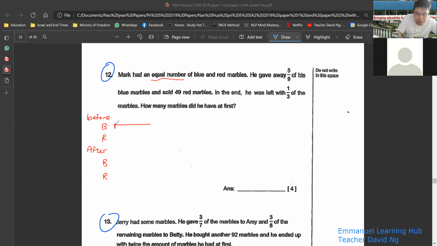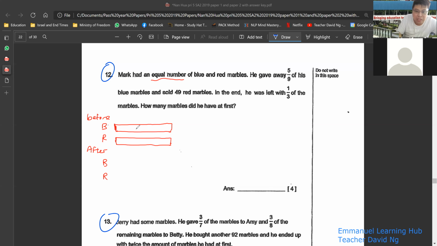Yes. So just draw any arbitrary length. Okay, draw any arbitrary length. But don't draw too short or too long. Too long means it's occupied until here. Too short means half of this. You want to draw a length that is comfortable for you to divide into 9 parts. Okay. So he gave away 5, 9, right?